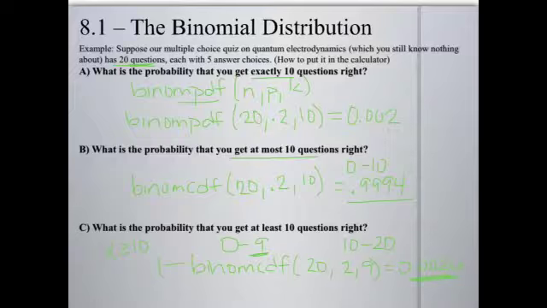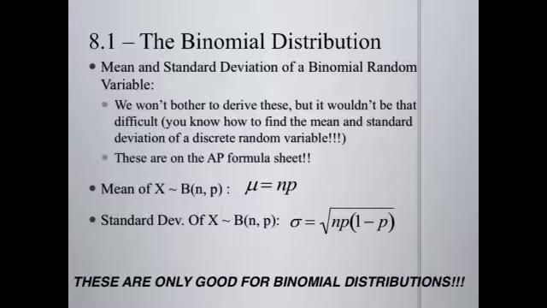So what we're going to talk about today is mean and standard deviation of a binomial random variable. I'm not going to bother to derive these, but it wouldn't be that hard to do it. You know how to find the mean and standard deviation for a discrete random variable. That was from chapter 7. And guess what? These are on the AP formula sheet, so we don't even have to memorize these formulas. Mean of a binomial distribution is just n times p, and the standard deviation of a binomial distribution is n times p times 1 minus p, square rooted.